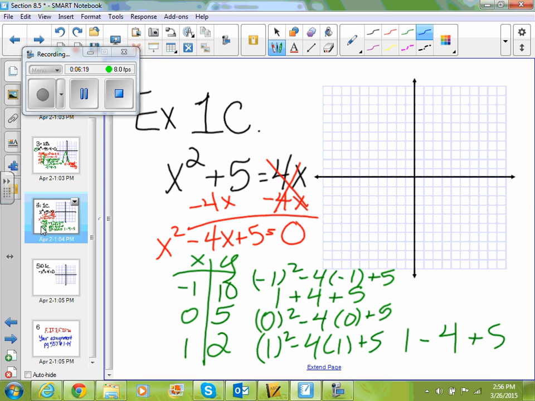Okay, so that's the graph. So negative 1, 10 tells me to go back 1, up 10. 0, 5 tells me to go over 0, up 5. And 1, 2 tells me to go over 1, up 2. Does my graph open up or down? Up. Very good. So what does that tell me about my zeros? Imaginary.